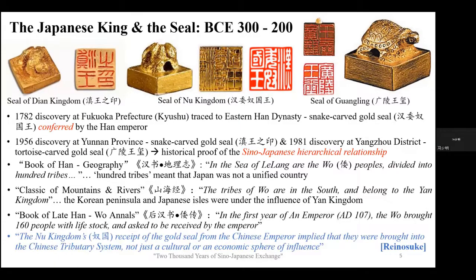So Mr. Reinosuke wrote in the text that the new kingdom, and the new kingdom actually refers to a small kingdom in Japan, receipt of the gold seal from the Chinese emperor implied that they were brought into the Chinese tributary system. And this is not just a cultural or economic sphere of influence. There is a political element to this tributary system.